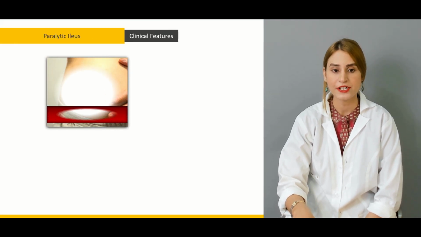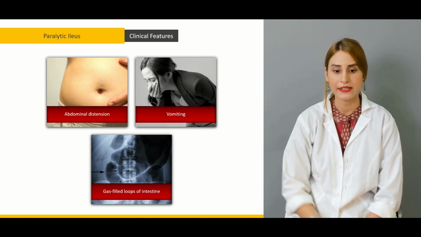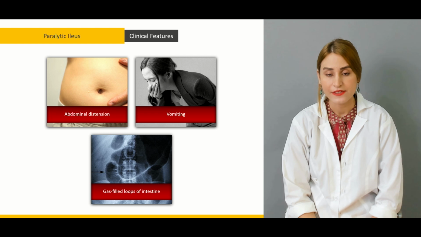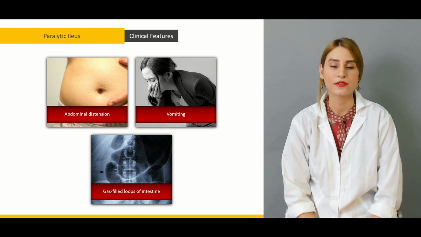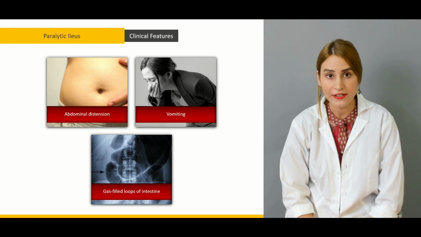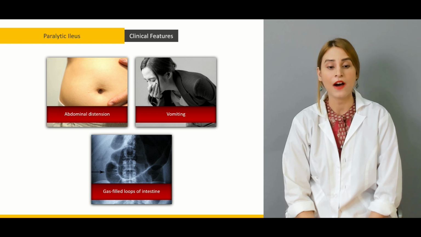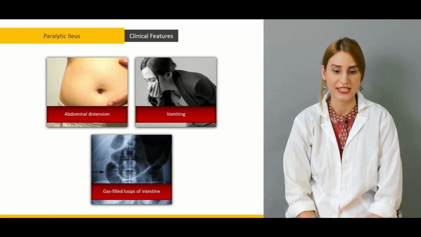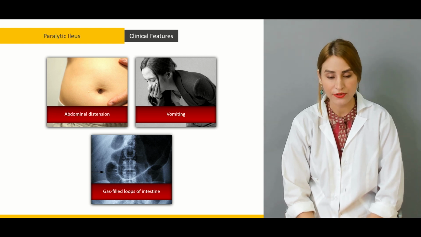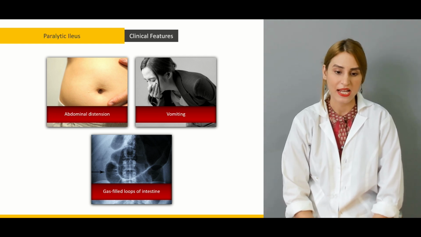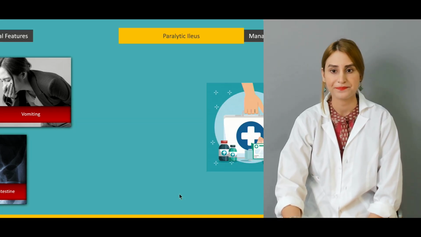So the clinical features include abdominal distension, vomiting, and gas-filled loops of the intestine. Obviously the patient will complain that she didn't pass stool, she didn't pass flatus, or they would complain of constipation, or of vomiting or abdominal distension. And whenever you order a radiographic modality, you see the gas-filled loops of the intestine in the radiograph.